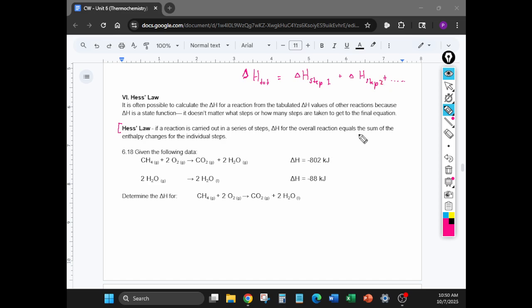So if a reaction takes multiple steps, the total enthalpy change is equal to the sum of all the enthalpy changes of each step. So if there are 2 steps to a reaction, let's say that we have a reaction that takes 2 steps, the total enthalpy change is going to equal step 1 plus step 2. That's pretty much it.